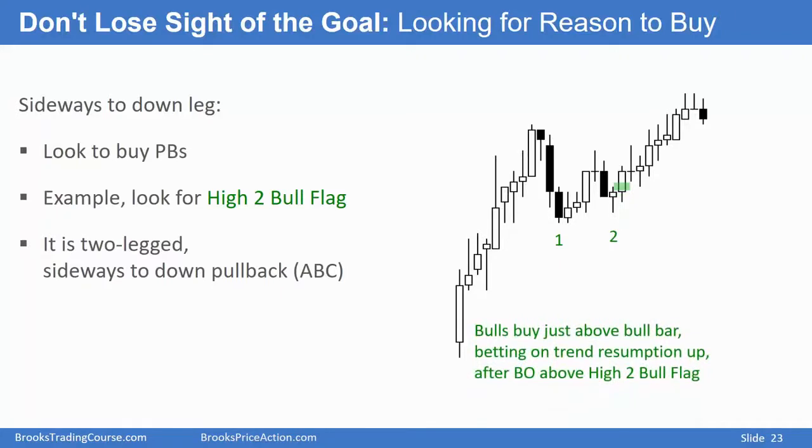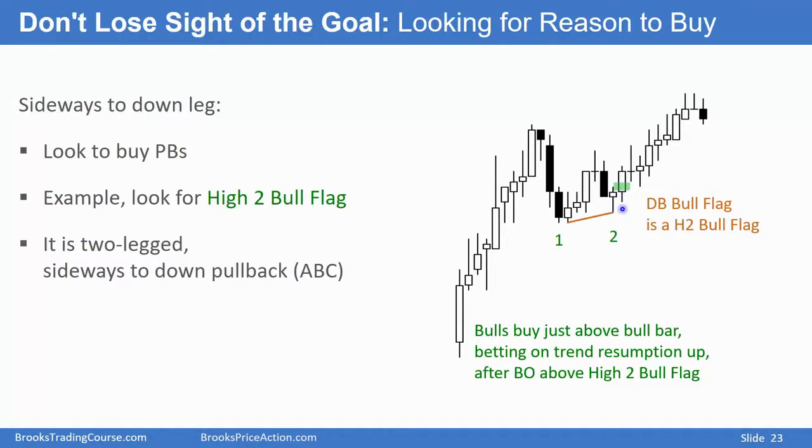And a high two doesn't have to be one leg down, pullback, and a deeper leg down. Sometimes the second leg is above the first leg, and it's just a sideways pullback. It's still an ABC pullback or a high two bull flag. They're betting on bull trend resumption. That's why you're buying above these pullbacks.